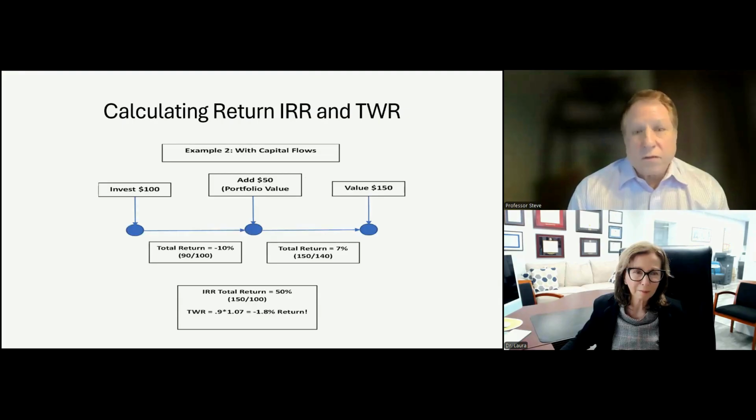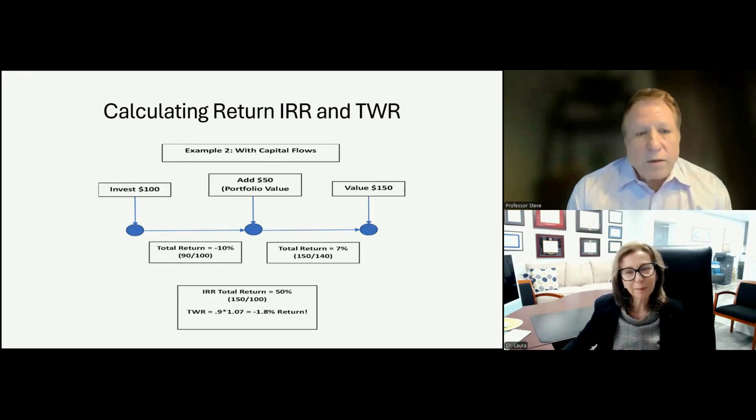So this is a perfect example of why you can't use internal rate of return if you're moving money around. If you invest $100 and your total return for that period of time is minus 10%, you're actually down to $90, but you added $50 at the end of that period to your portfolio. So now at the end of, let's say, a year, you're at 150.